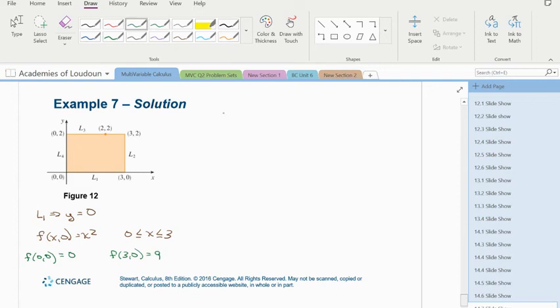Then we move on to L2. For L2, we have x equals 3, and so f(x, y) becomes f(3, y), and we end up with 9 minus 4y, where y ranges from 0 to 2. We can see that this is a decreasing function of y, so its maximum value is f(3, 0) equals 9, and its minimum value will be f(3, 2), which will be 1.